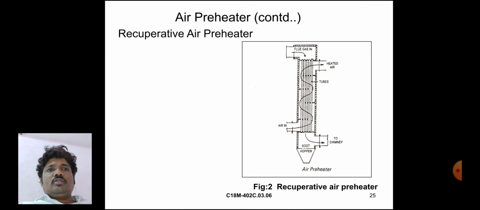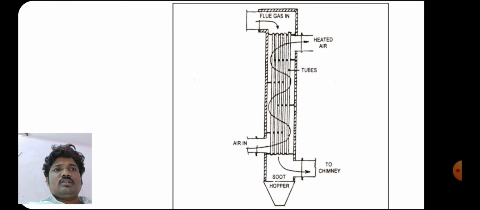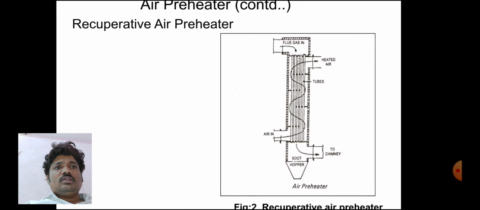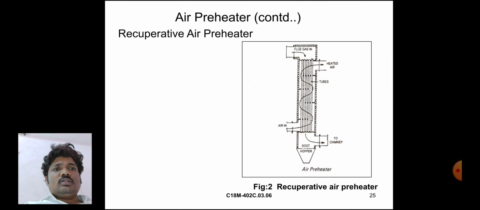Recuperative air preheater, as shown in this figure. Flue gas in, heated air tubes, air in, to the chimney, soot hopper.